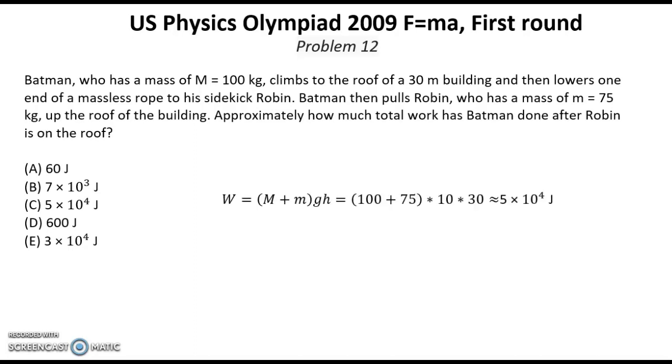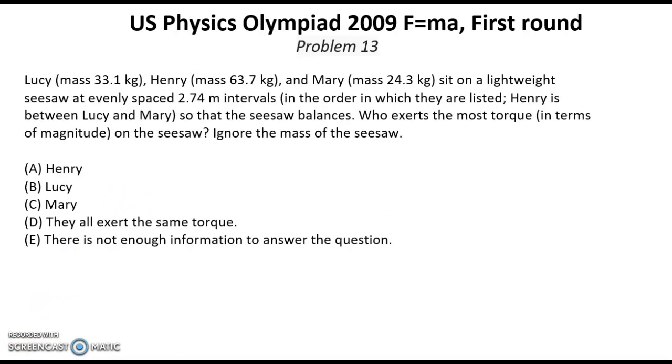And now we can put numbers and we will get approximate answer 5 multiplied by 10 to the power 4, which is C, correct answer. Problem number 13. Lucy, mass 33.1 kg, Henry, mass 63.7 kg, and Mary, mass 24.3 kg, sit on a lightweight seesaw at evenly spaced 2.74 meter intervals in the order in which they are listed.